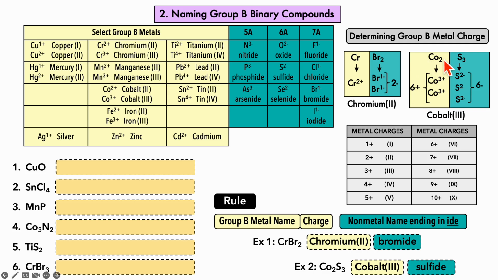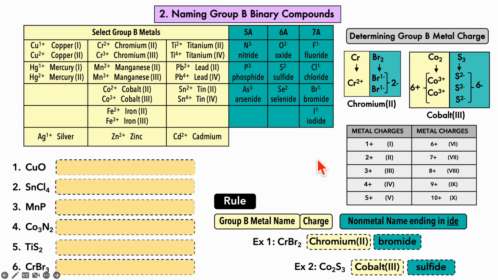However, in this case, you have 2 cobalt atoms. So the 6 plus charge on the metal side is distributed evenly between these 2 cobalt atoms. Thus, each cobalt atom will acquire a charge of 3 plus. So that is why in Co2S3, the charge on cobalt is 3.